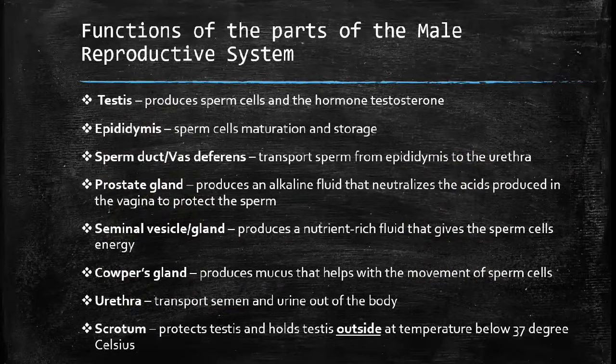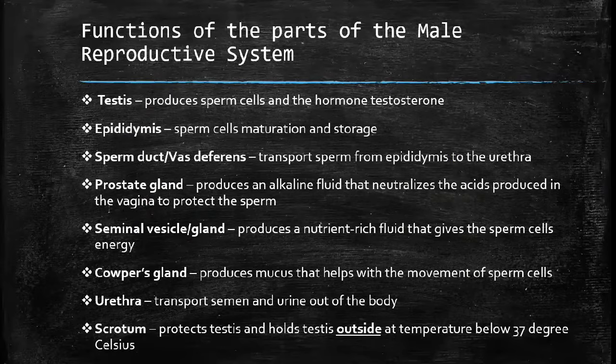And then we have the sperm duct or the vas deferens. It's also a very important structure. What does it do? It transports your sperm cells from your epididymis after maturation to the urethra. And then you've got your prostate gland, which produces an alkaline fluid that neutralizes the acids produced in the vagina to protect the sperm from dying.